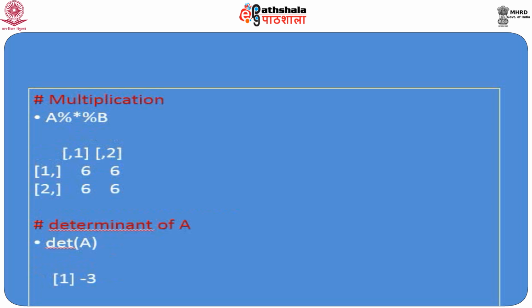To get a matrix multiplication, use the code that has been given here. Just using asterisk won't solve the problem, so you need to use the code that has been given here. det(A) will give the determinant of a matrix. So, these are basically some of the matrix operations that have been given here.